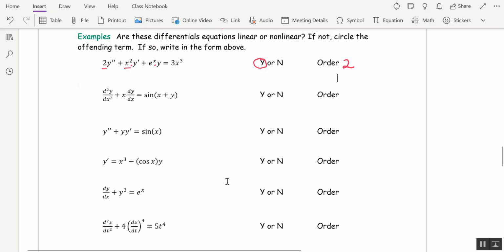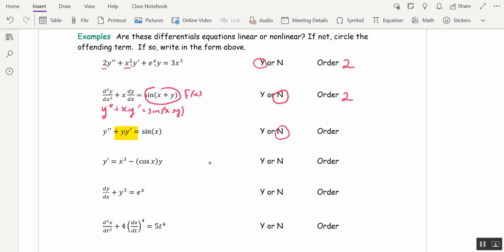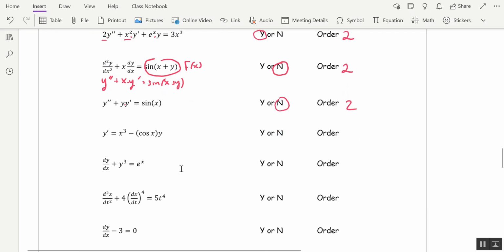Next one, it's looking good so far, and I'm changing up the notation here. I'm using Leibniz notation, but this in prime notation would be y double prime plus xy prime. So it's looking good so far. The left-hand side looks good, but unfortunately, over here, I have sine of x plus y. So there's my problem. That needs to be a function just of x, and it's a function of x and y. So no, that's not linear, but its order is 2. Okay, the next one, the problem with that, so this is not linear. Problem is I'm not allowed to multiply a y times a y prime. So this is not linear. It's got order 2.